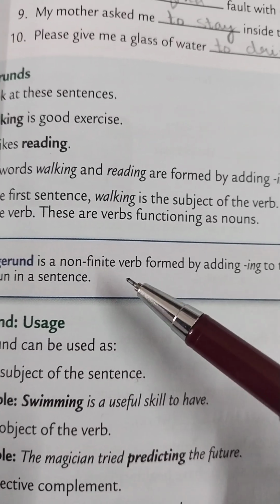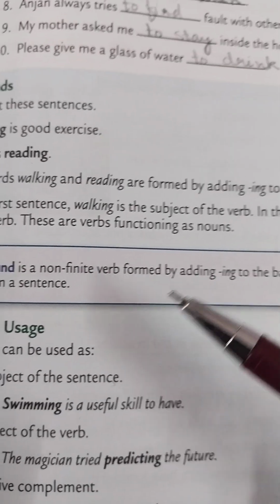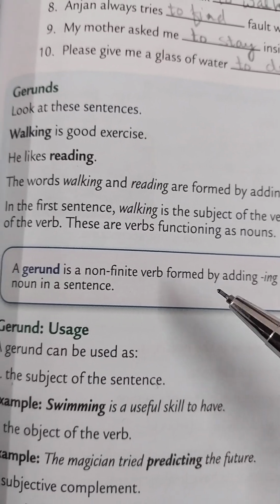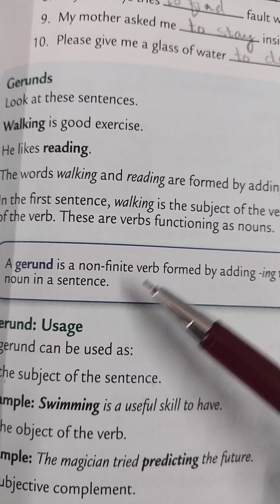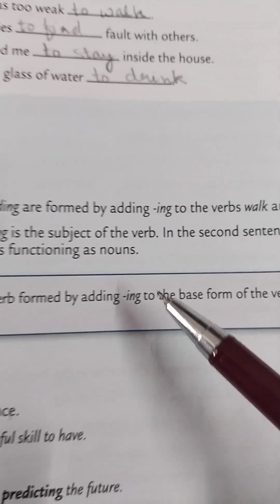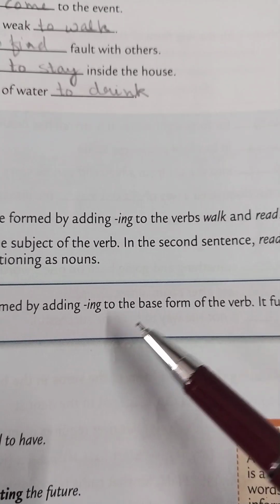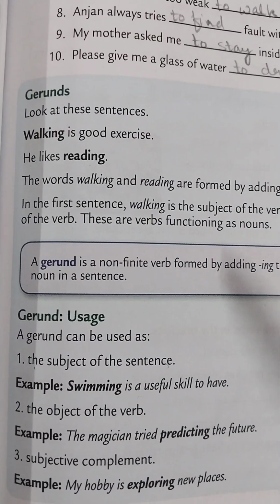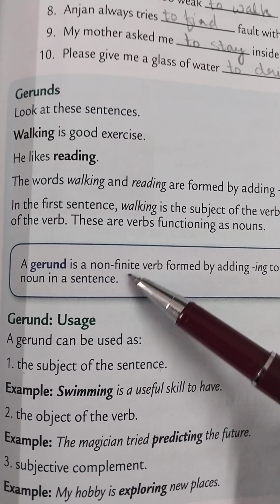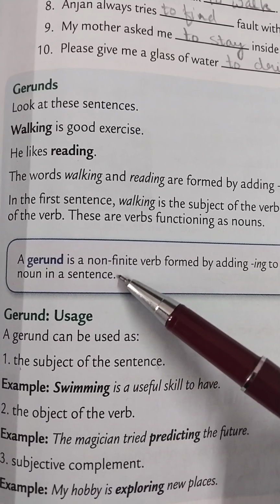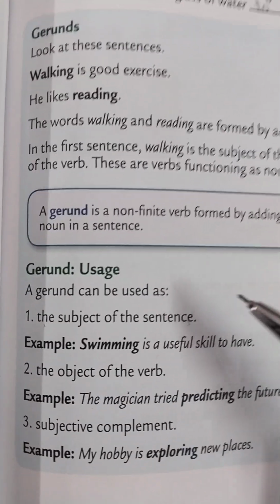A gerund is a non-finite verb, children, which does not change according to the number and the person of the subject of the sentence. Such words are called non-finite verbs. A gerund is a non-finite verb which is formed by adding ing to the base form of the verb. It functions as a noun in a sentence, meaning it functions as a subject, object, subject complement or object complement.